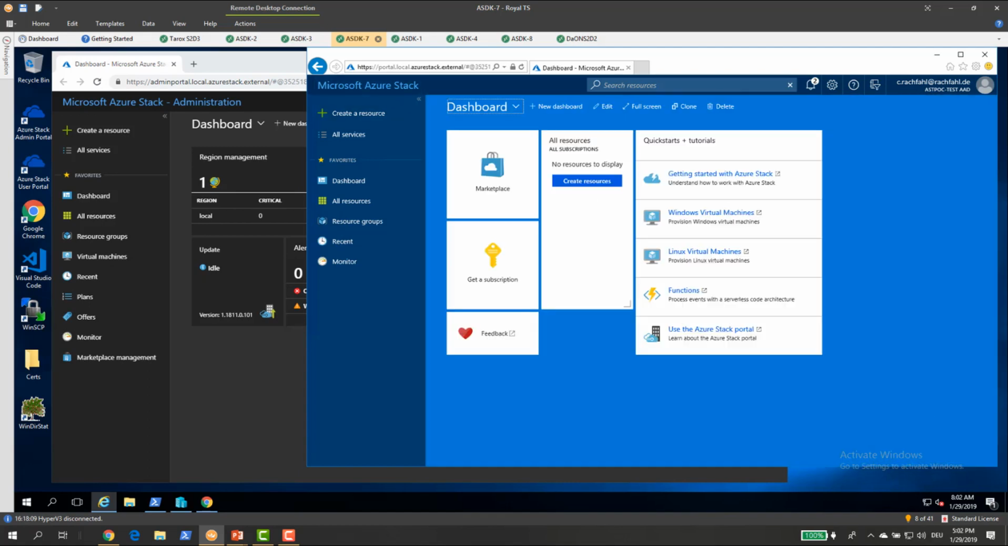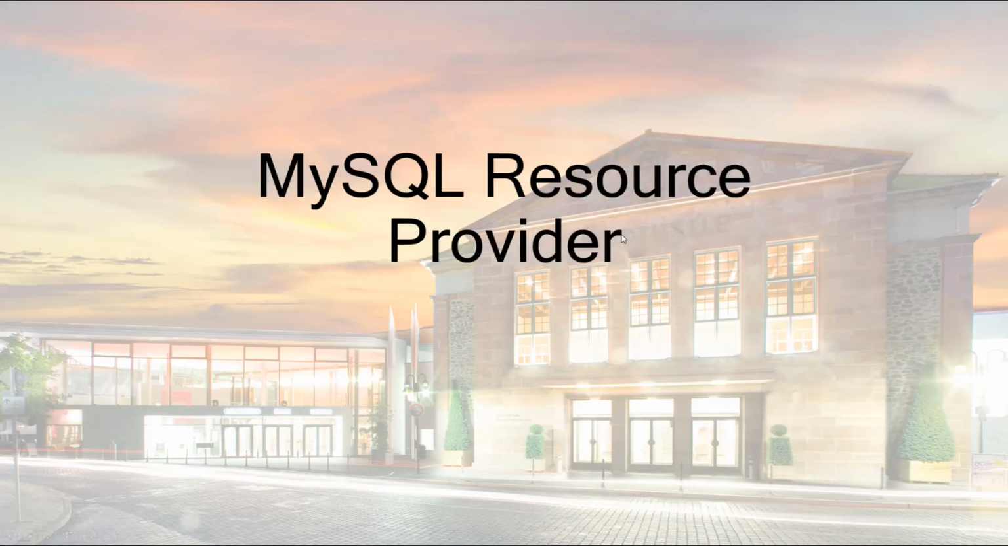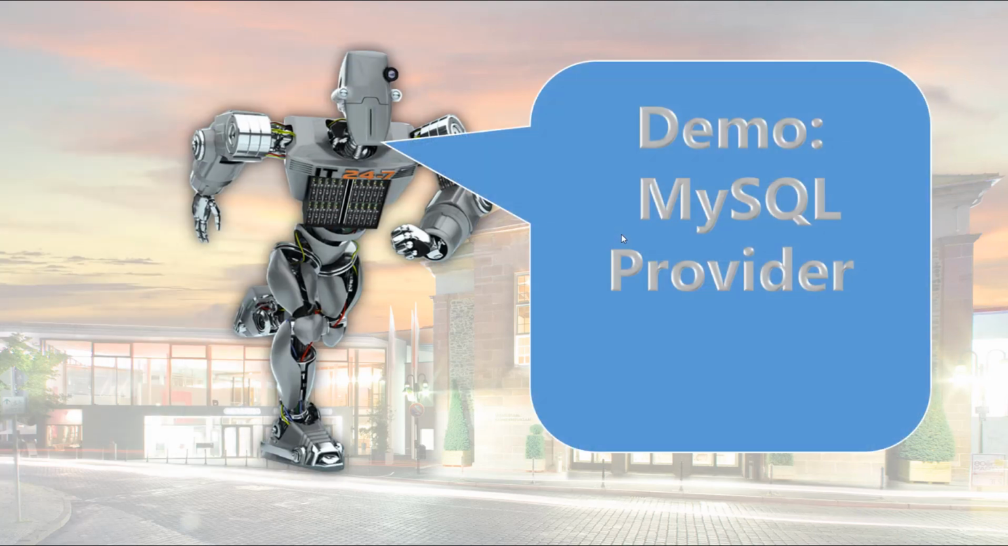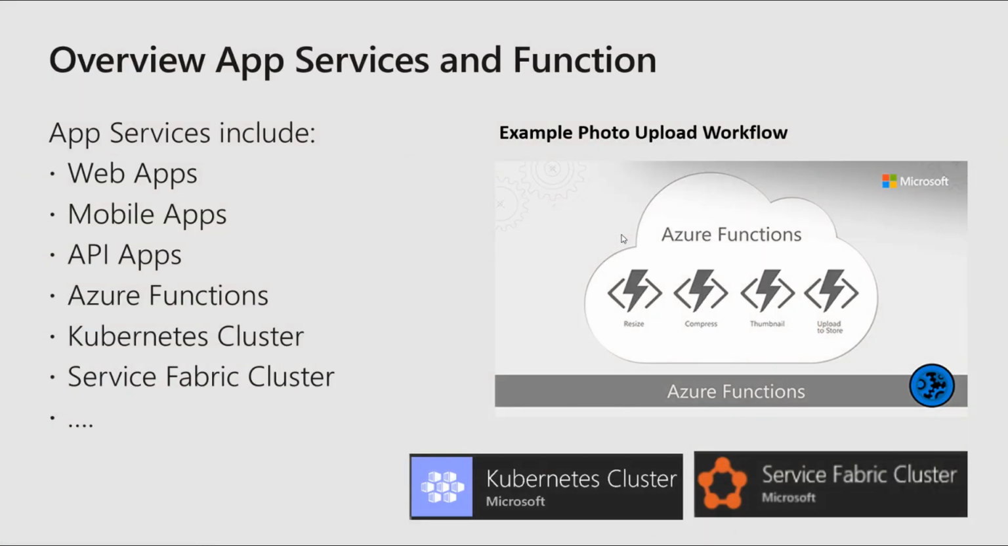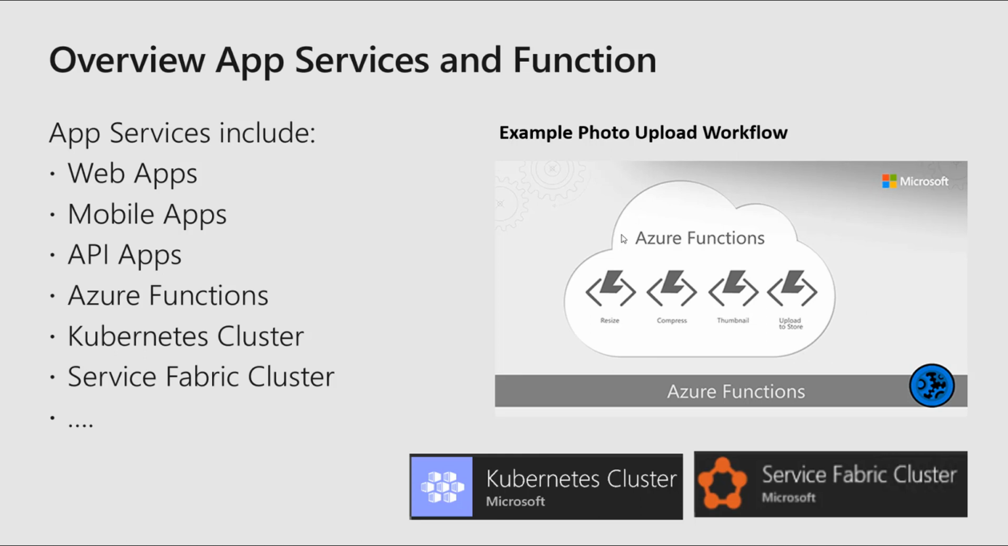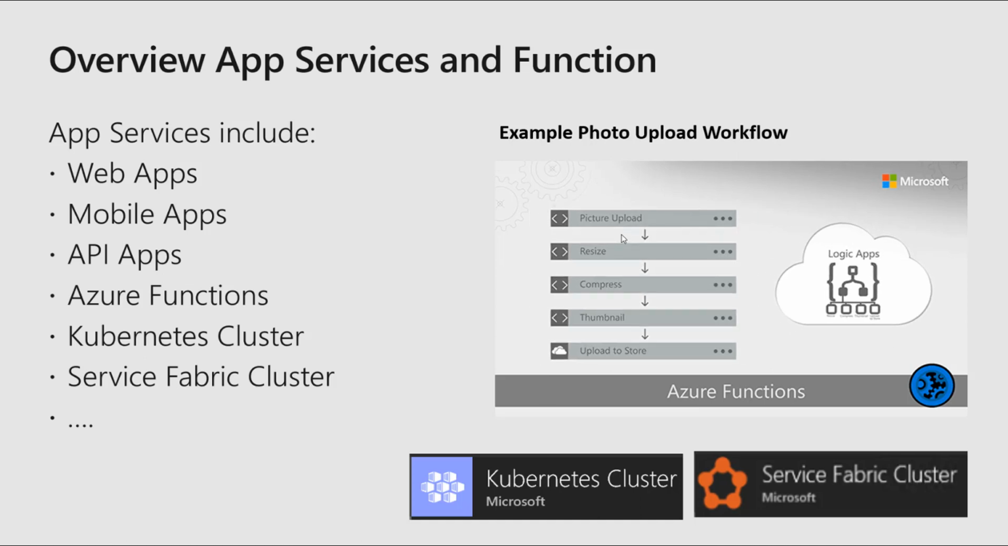So going back to the presentation, this was a demo of the SQL provider. And we have a MySQL resource provider. I will skip this demo, but in essence, it's the same as with the SQL provider. And then there are the app services and Azure Functions. What are the main parts? We have web apps, mobile apps, API apps, Azure Functions, the Kubernetes cluster, Service Fabric, and there is much, much more.